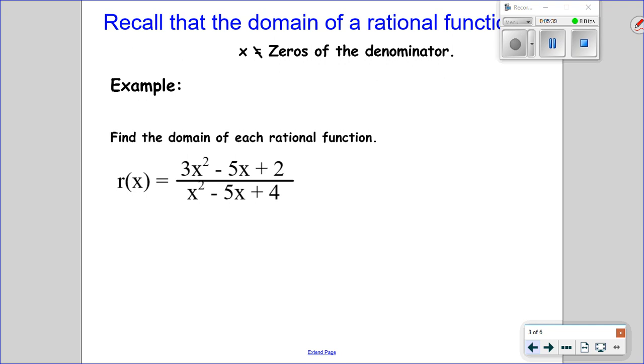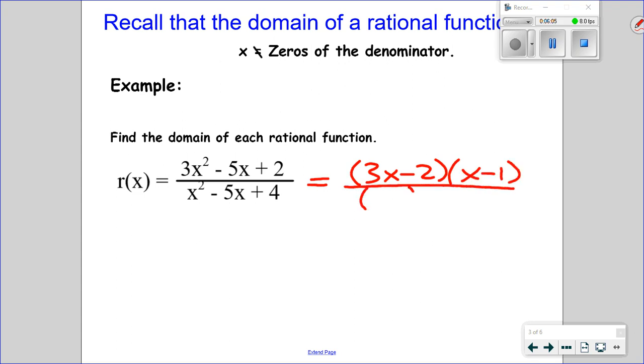Okay, so here's an example of a more complicated rational function. Again, we're just dividing two polynomials. To find the zeros of the denominator, you would want to factor the polynomials. So if I factor the numerator, I get (3x - 2)(x - 1), and if I factor the denominator, I get (x - 4)(x - 1).